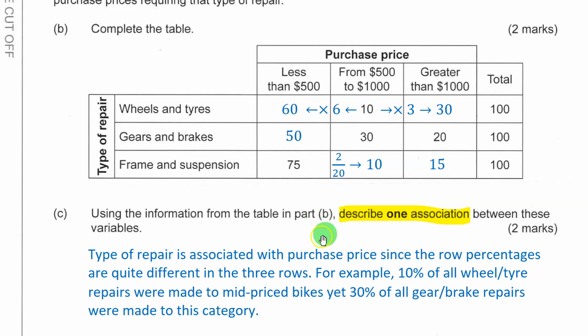So the easiest way to answer this is to choose one of the columns, on account of we've looked at the row percentages, and compare the numbers across it. Here we go. Let's take the mid-price range here. What this 10% means is 10% of all the wheel and tire repairs were made to mid-price bikes. Yet 30%, 3 times as many, of all gear bike repairs were made to this category. Hence, there's an association. So we hope the examiners go on a course and learn a little bit more about categorical variables for next year.